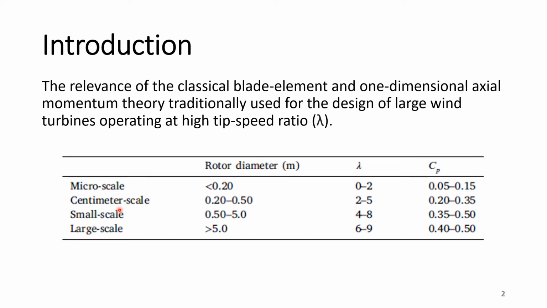This is because at low tip speed ratio lambda and at low angular velocity, Reynolds number is low and high torque is required to overcome the mechanical friction. In return, a high torque induces a high rotation of the fluid in the wake and significant losses. So the blade element momentum theory does not consider the rotation of the wake induced by the rotation of the blades.